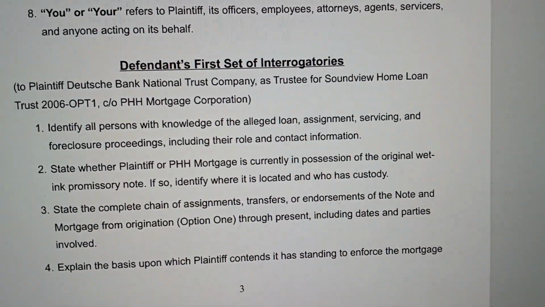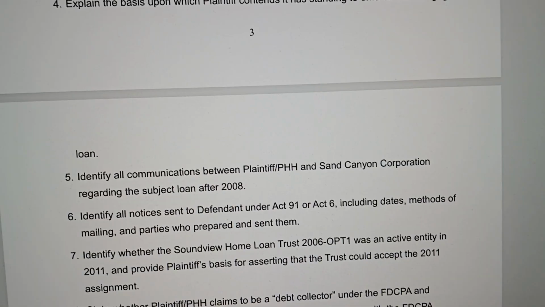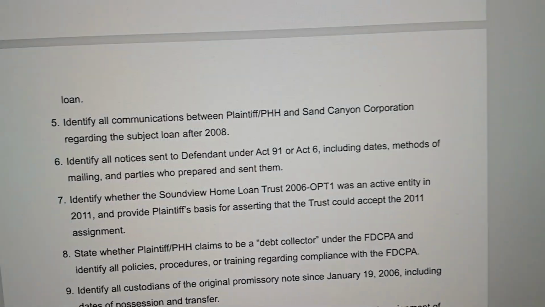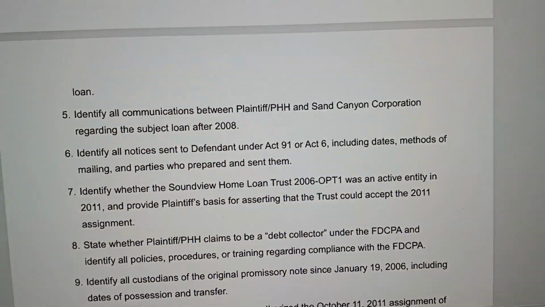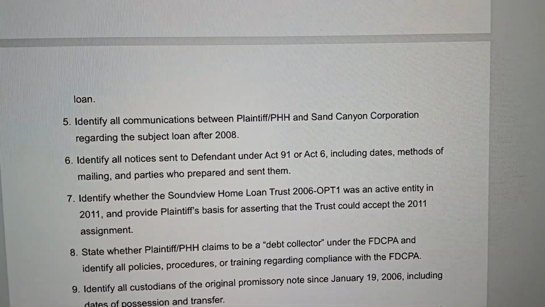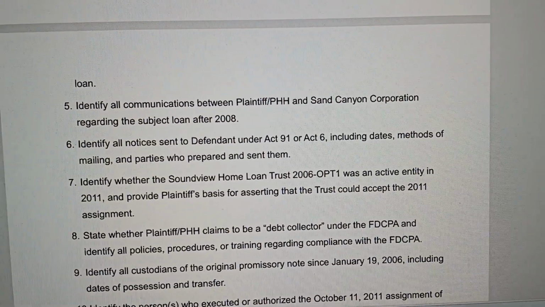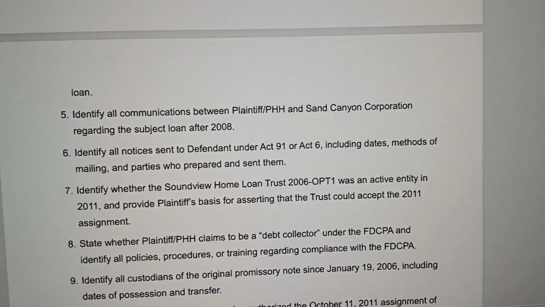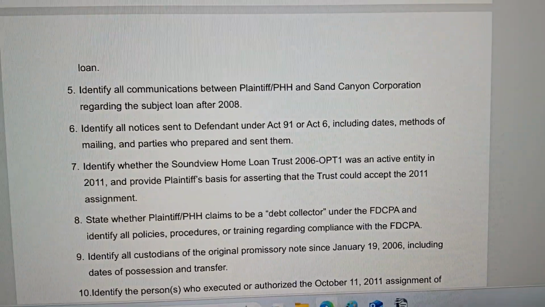Explain the basis upon which plaintiff contends it has standing to enforce the mortgage loan. Identify all communications between plaintiff, PHH, and Sand Canyon Corporation regarding the subject loan after 2008. Identify all notices sent to defendant under Act 91 or Act 6, including dates, methods of mailing, and parties who prepared and sent them.